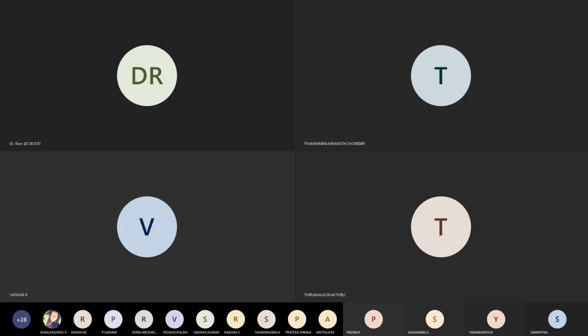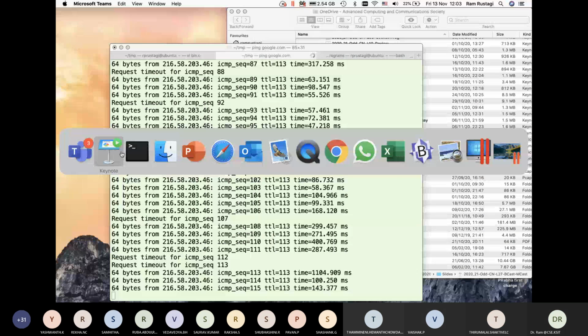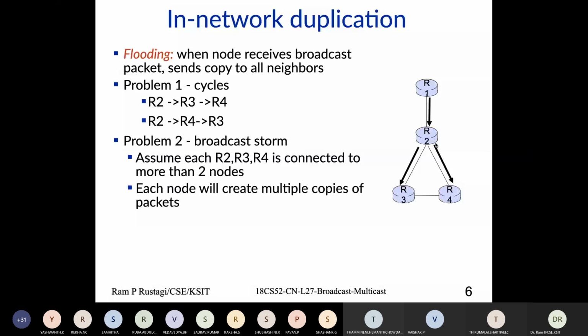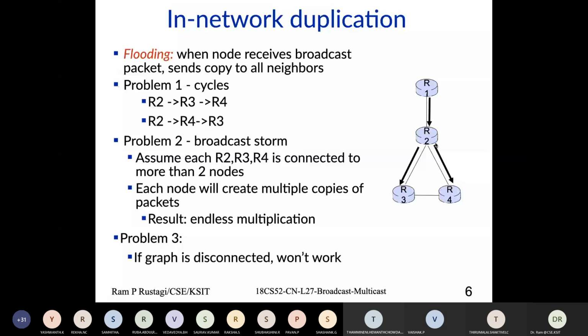So if there is a router R4 or R5, it will be broadcast, because each time R3 and R4 get a packet, they would make two packets, and the number of packets would keep increasing in the network. At some point the network gets so many packets it would get choked completely and nothing would move. So if you were to do in-network duplication, you might have a problem of a broadcast storm. And of course, the other issue is if the network were disconnected, nothing would work out, which is a bigger problem.